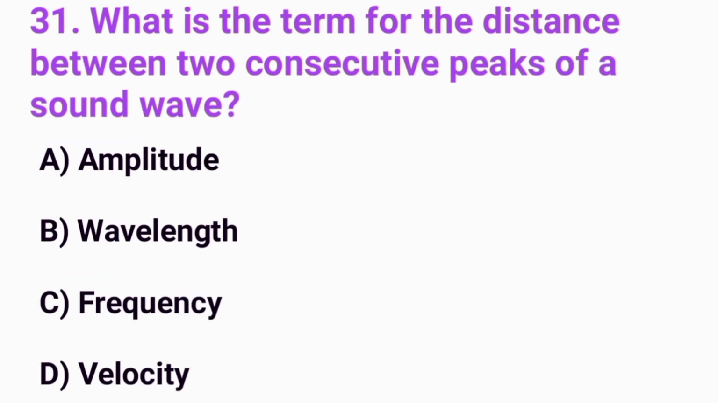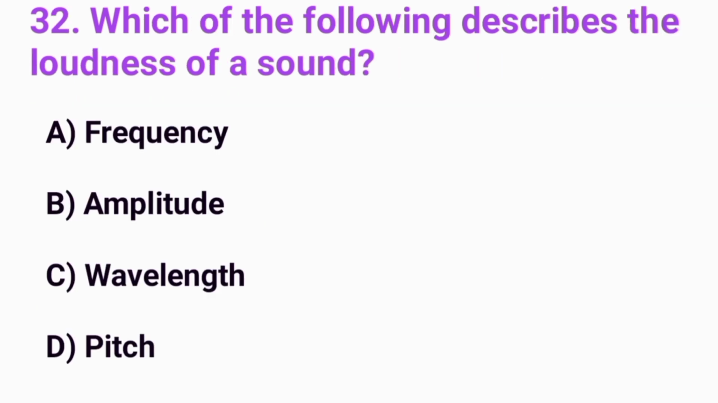Question number 31. What is the term for the distance between two consecutive peaks of a sound wave? The right answer is option B, wavelength. Question number 32. Which of the following describes the loudness of a sound? The right answer is option B, amplitude.